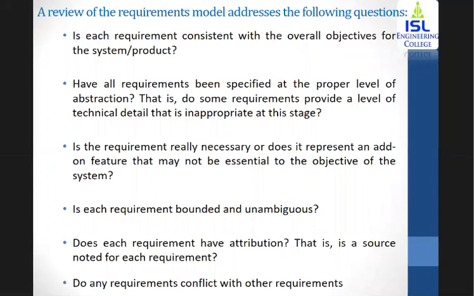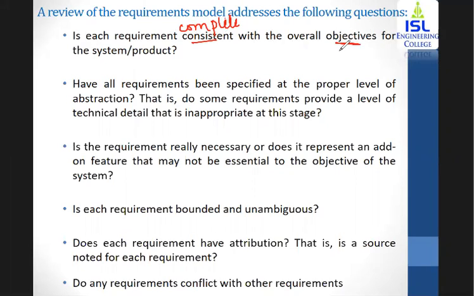Now, a review of the requirement model addresses the following questions. Whenever you're reviewing the requirement model that you have developed, it addresses a few things. What are those few things? Is each requirement consistent with the overall objectives for the system or product? That is, is each requirement complete or not, and do all the requirements do the specific task that was defined when you had the meeting with the customer?